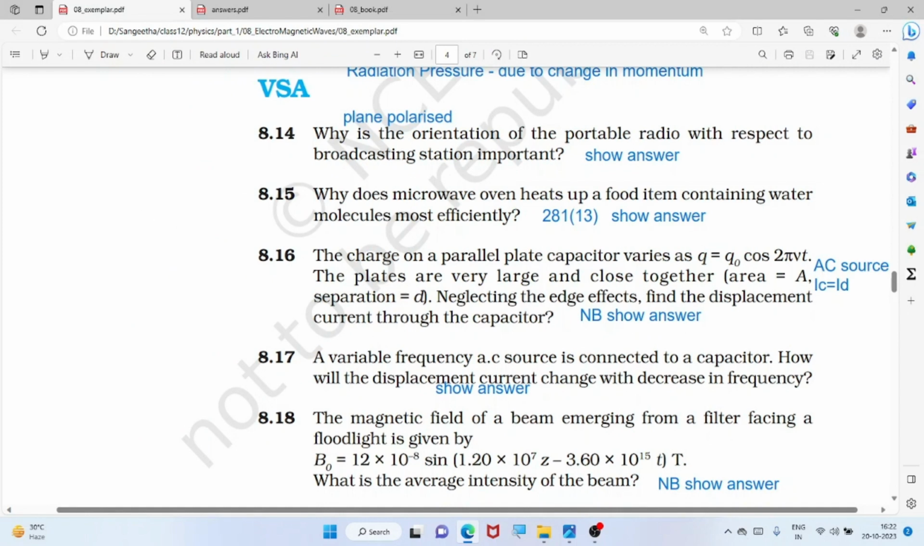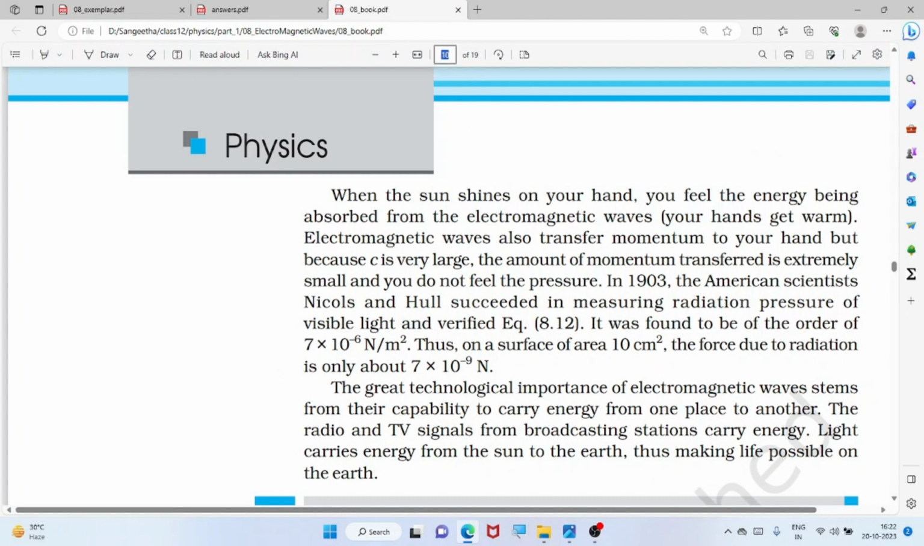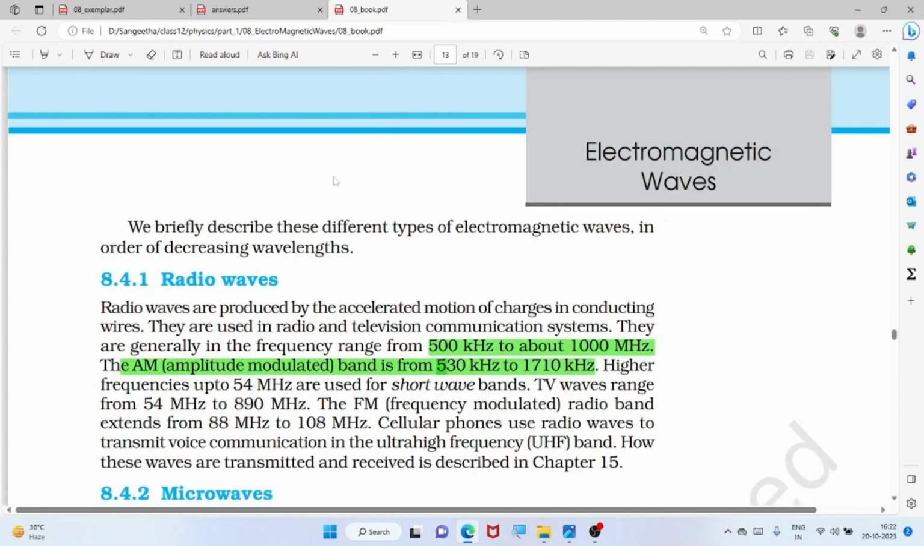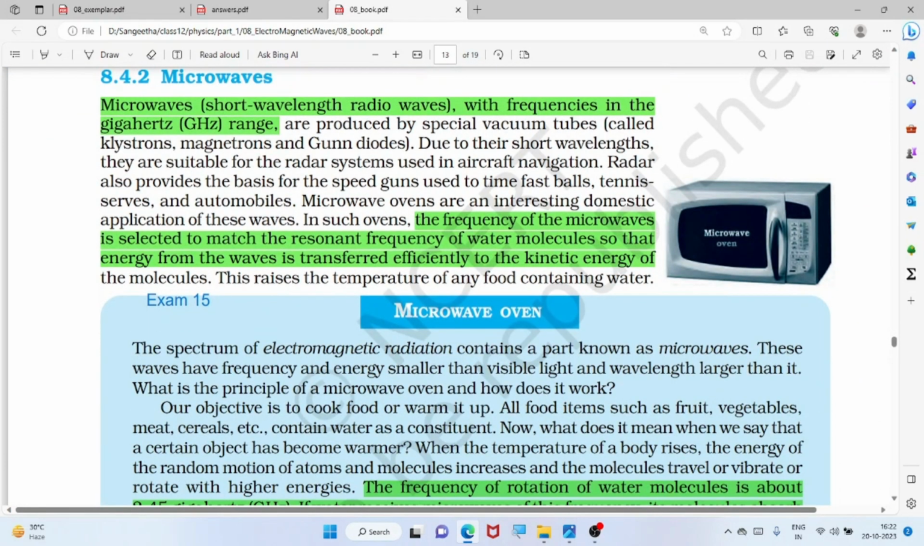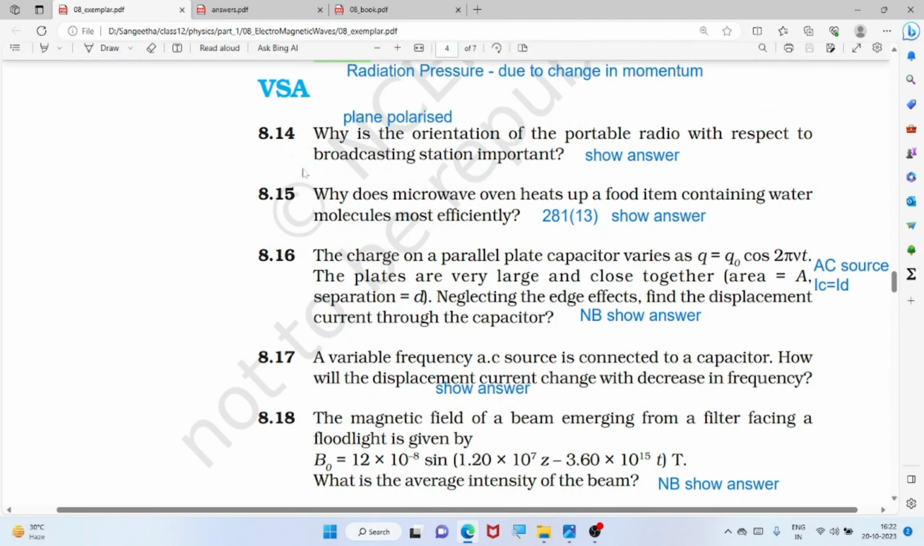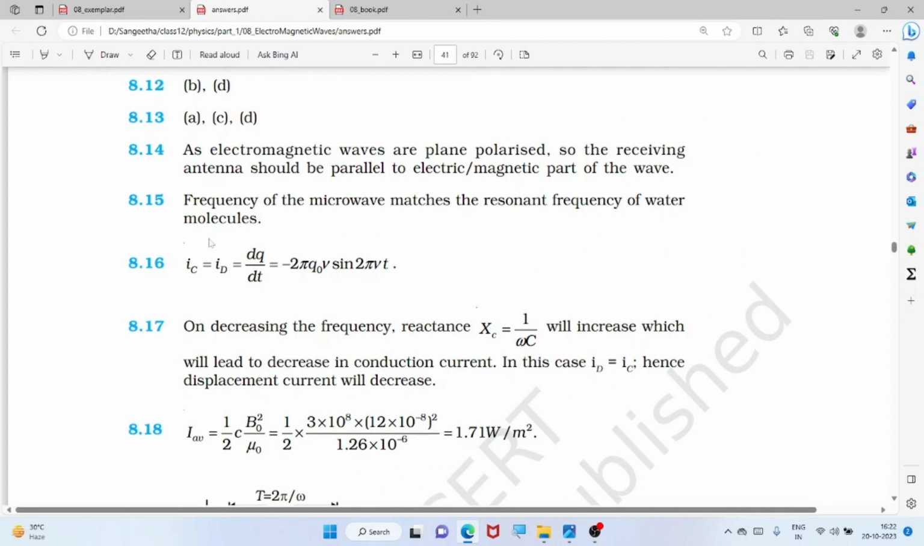Why does a microwave oven heat up food containing water molecules most efficiently? In the oven, the frequency of the microwave is selected to match the resonant frequency of the water molecule.